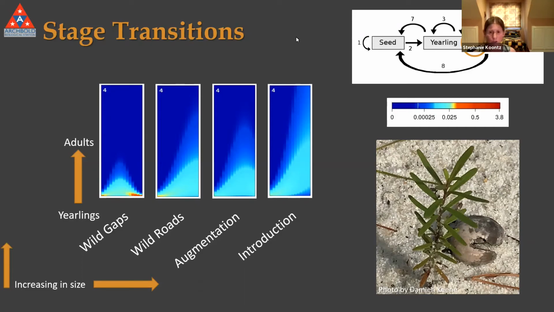And then the other thing I wanted to point out is if we look at the introduction, they all tend to have this same upward exponential curve, but in the introduction, it tends to be more elevated. So yearlings in the introduction are producing even larger adults in the next year compared to the other 3 management treatments.